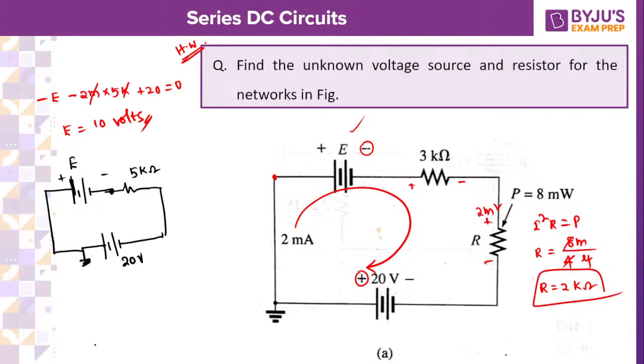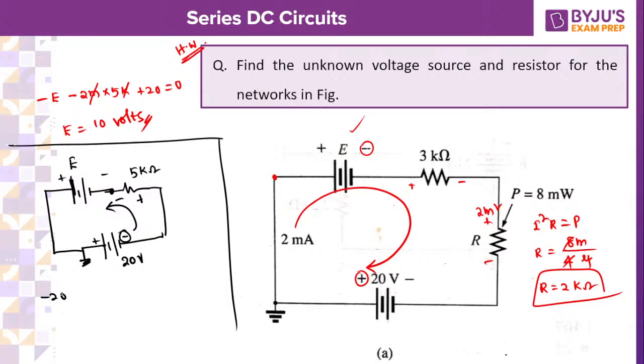Okay, I'm assuming the current direction is anti-clockwise. So here it will be positive and negative. Now take up all the leaving polarities. Leaving polarities, I'm considering minus 20, minus current. How much current? 2 milliampere, because it has been given.